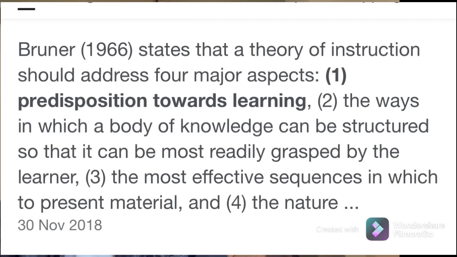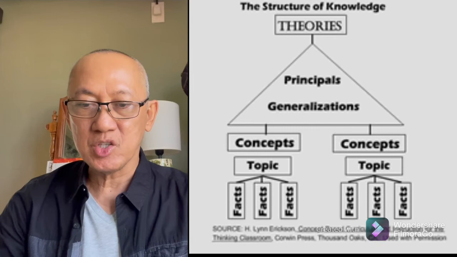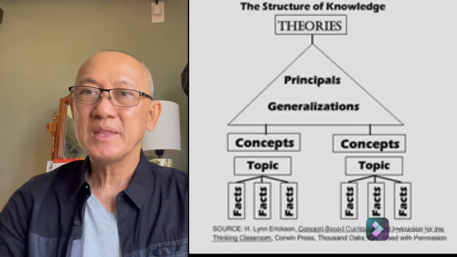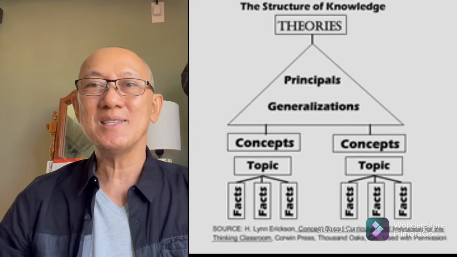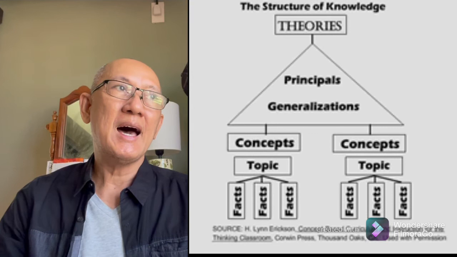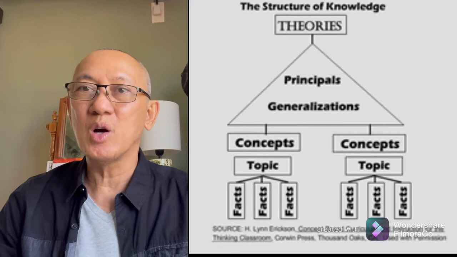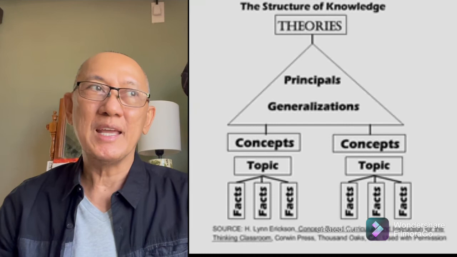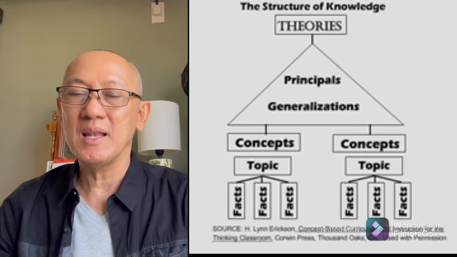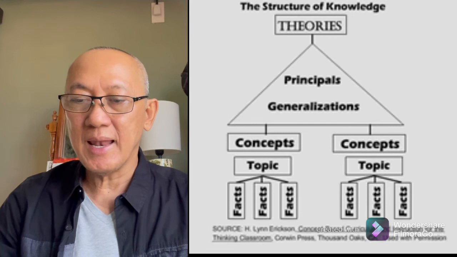aspects of the theory of instruction, the structure of knowledge. Structure of knowledge is a body of knowledge that must be structured to be readily grasped by the learner. So when we say structured, they are already there. They are already planned, formally constructed and organized by a group of experts. Say, for example, in a curriculum or even in the prescribed competencies and skills that each level must acquire. Structure means the relationship among factual elements and techniques.